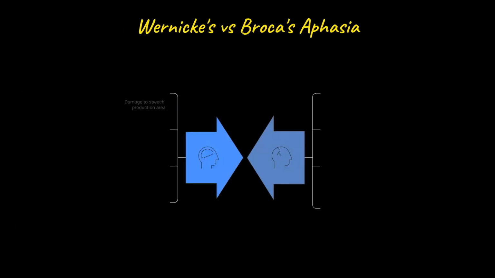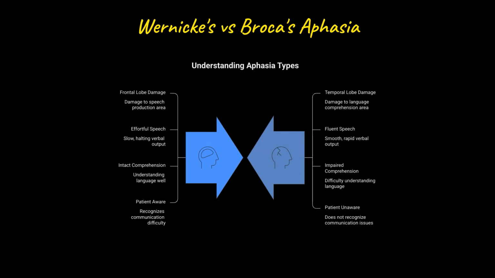Carl Wernicke described this syndrome in 1874, complementing Broca's 1861 discovery. Together they established that language production and comprehension rely on distinct cortical regions, Broca's area in the left frontal lobe and Wernicke's area in the left temporal lobe.